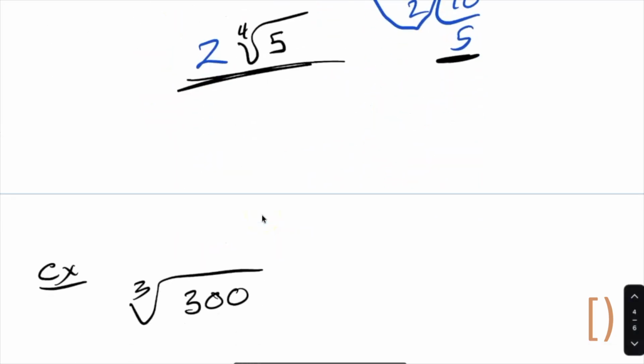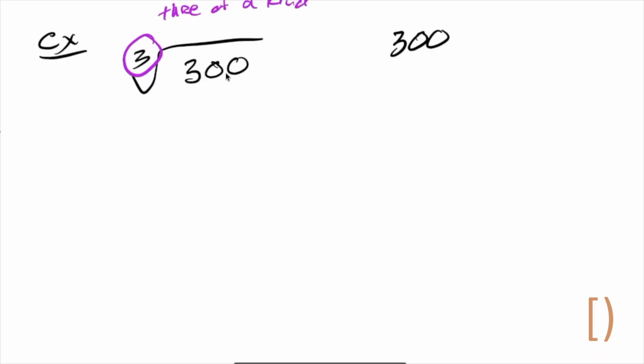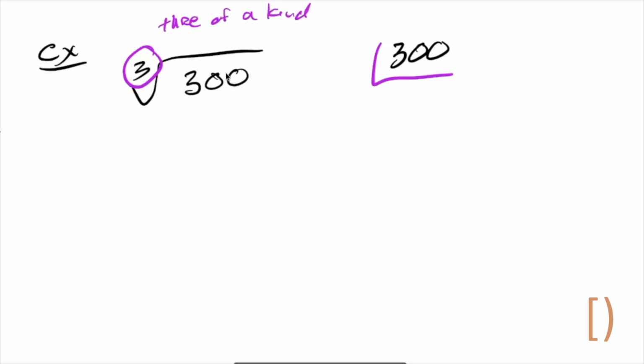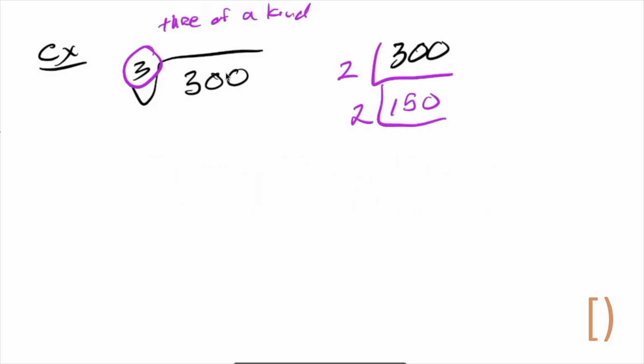Okay, let's do one more. This is a cube root of 300. So 300. Remember, it's a cube root, so I'm looking for 3 of a kind. Right, 3 of the same number. There we go. So I divide this by 2 and I get 150. I can divide by 2 again and I get 75. That's a little trick we did earlier. I'm going to do 3 this time because I know it divides by 3.